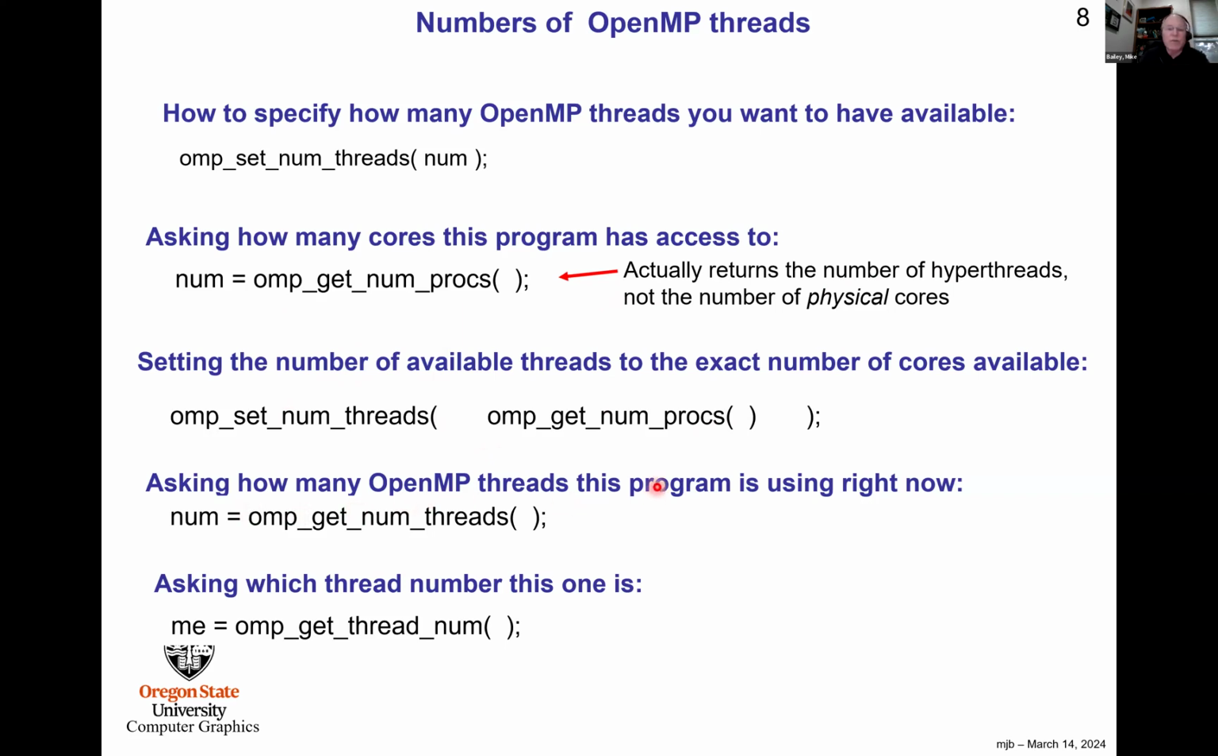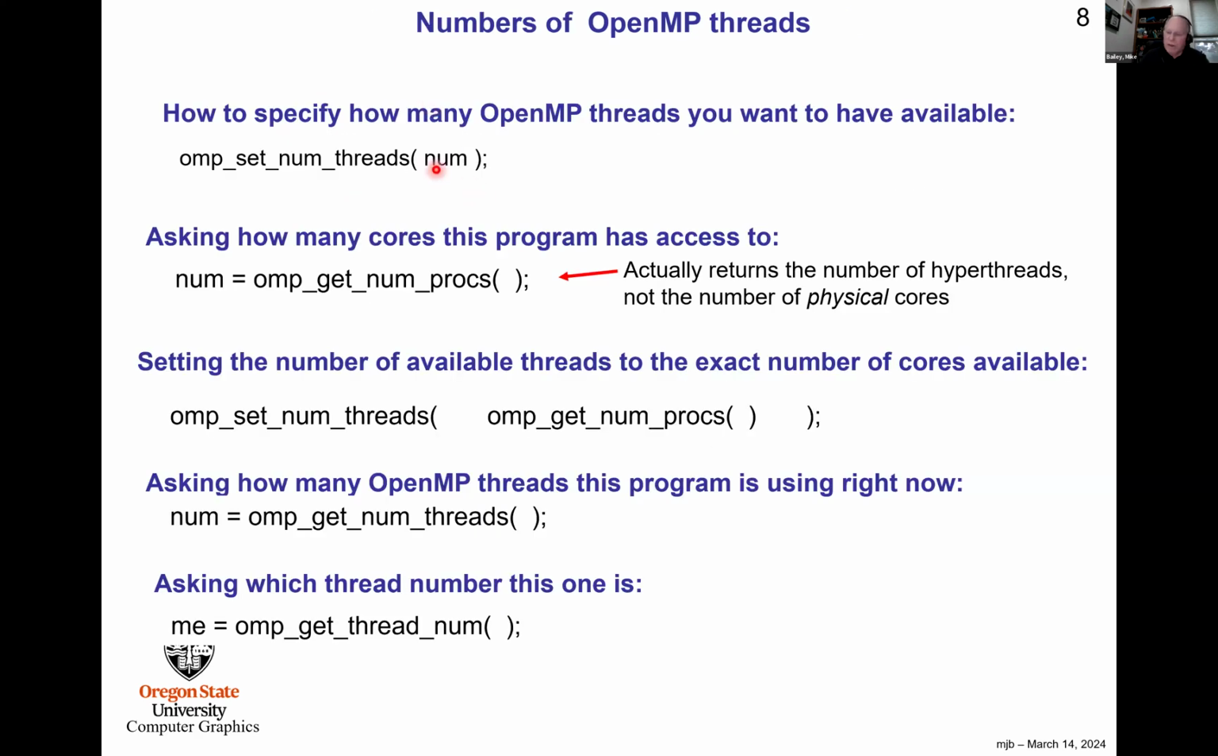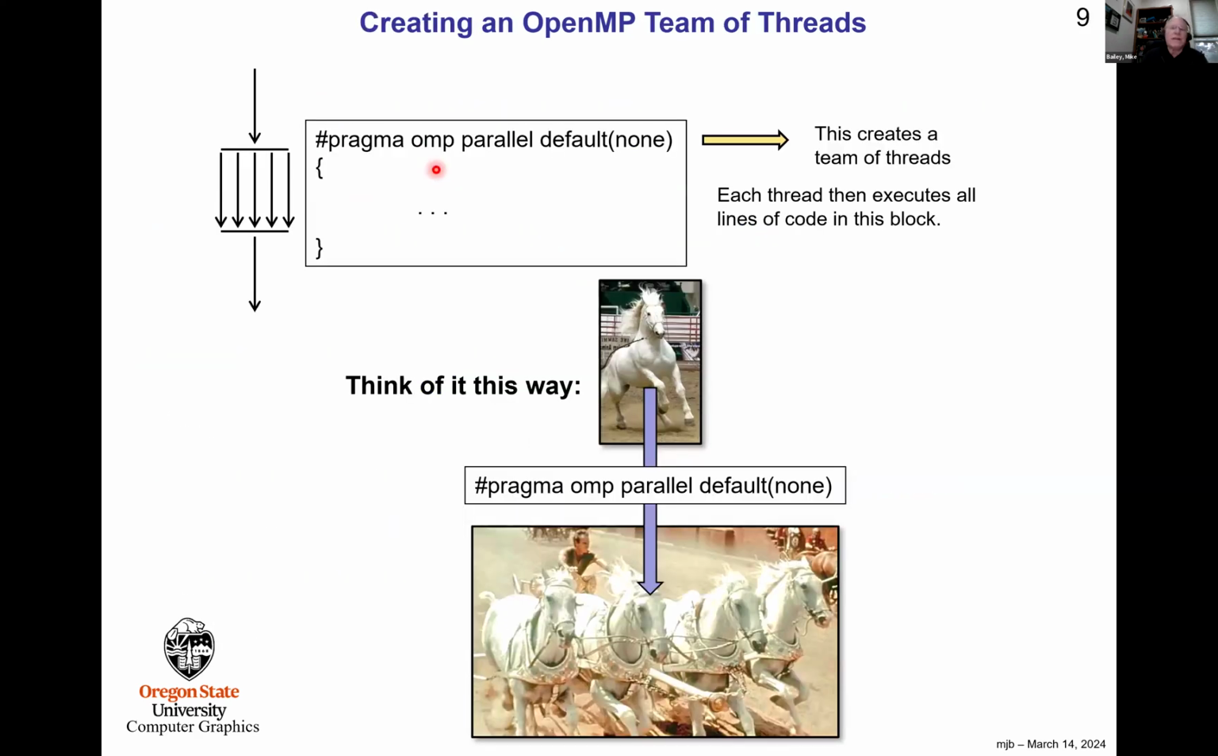Asking how many threads this program is using now: there's a set num threads, here's a get num threads. And asking which thread number the code running on this thread is, you can do that. So there are some nice library functions. You will especially see this one in the examples. Okay, so let's say I'm going to call this with 4. Now that doesn't make 4 threads. What that does is say, next time I'm asking for threads, give me 4.